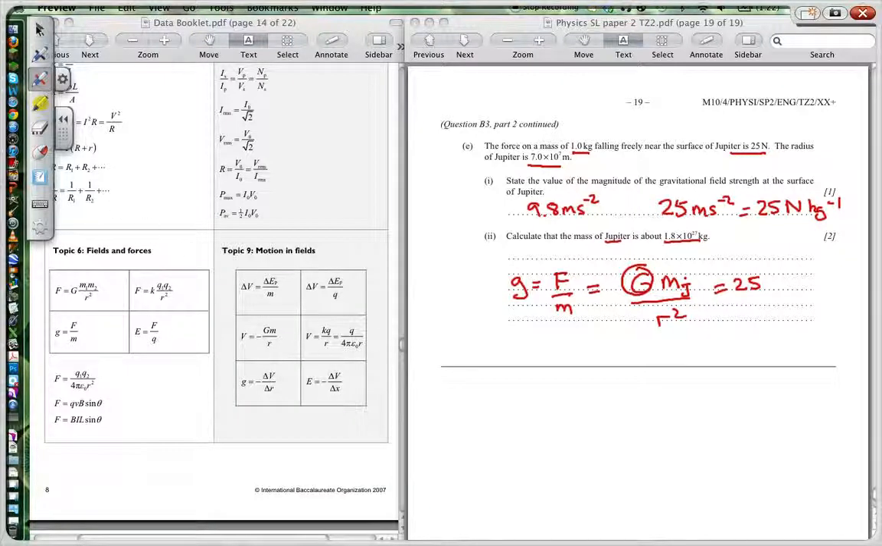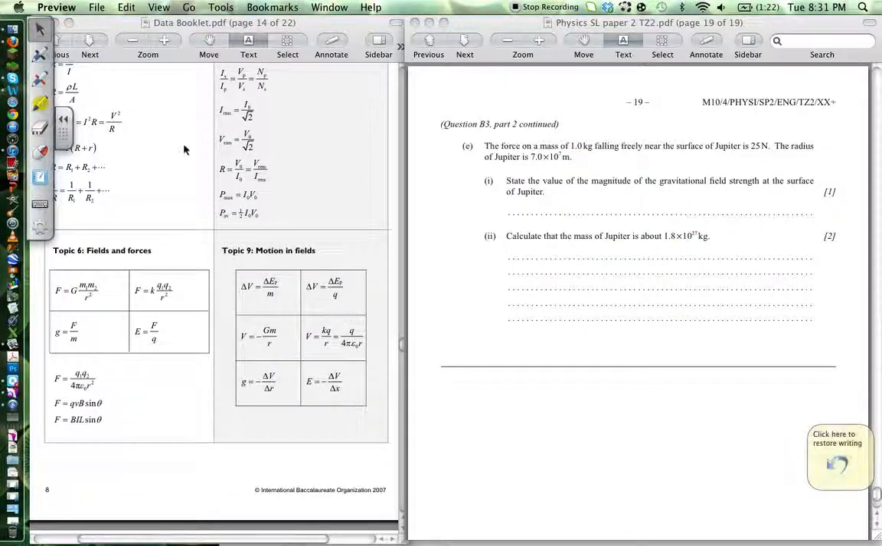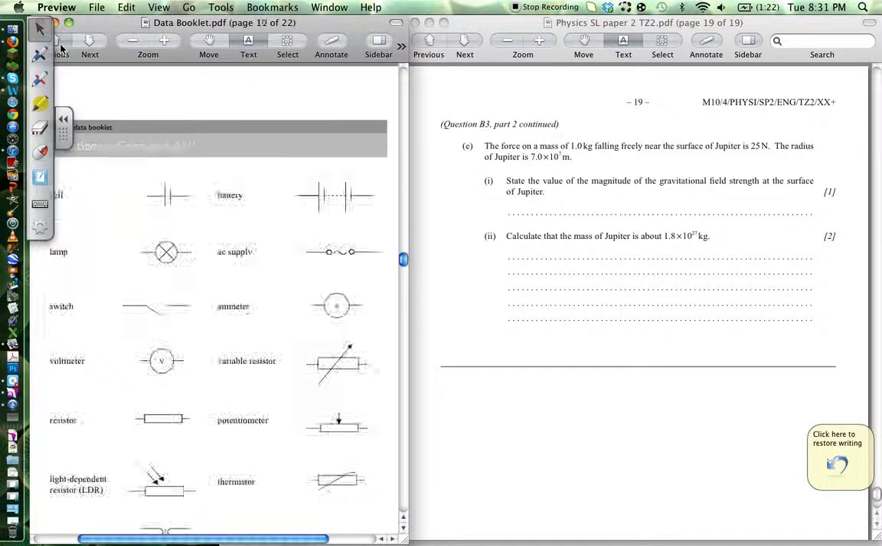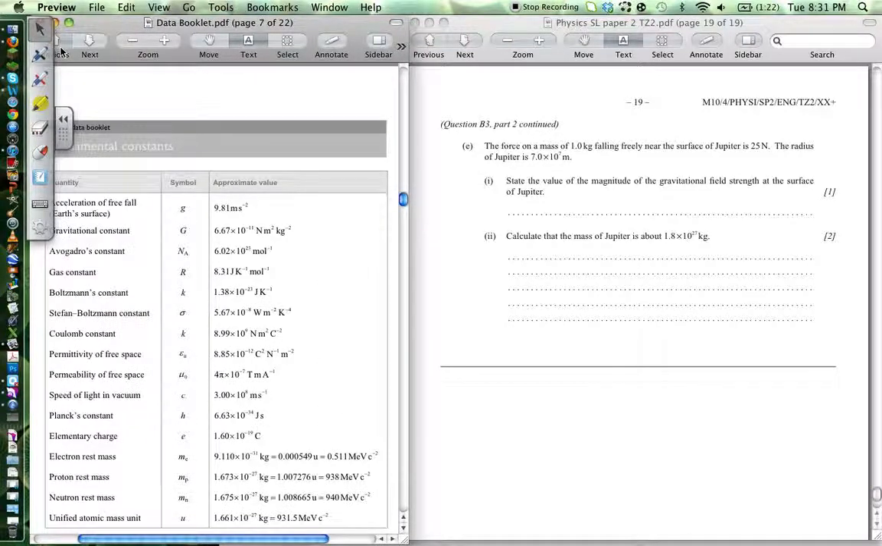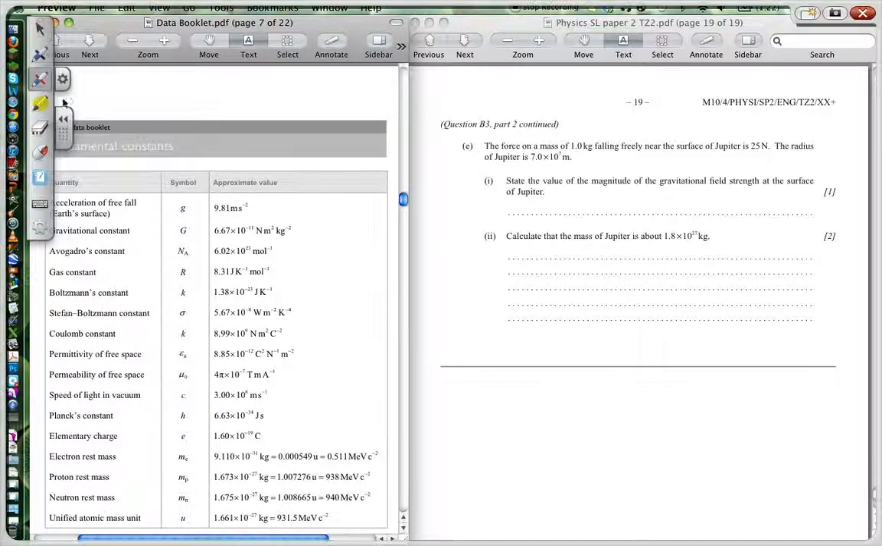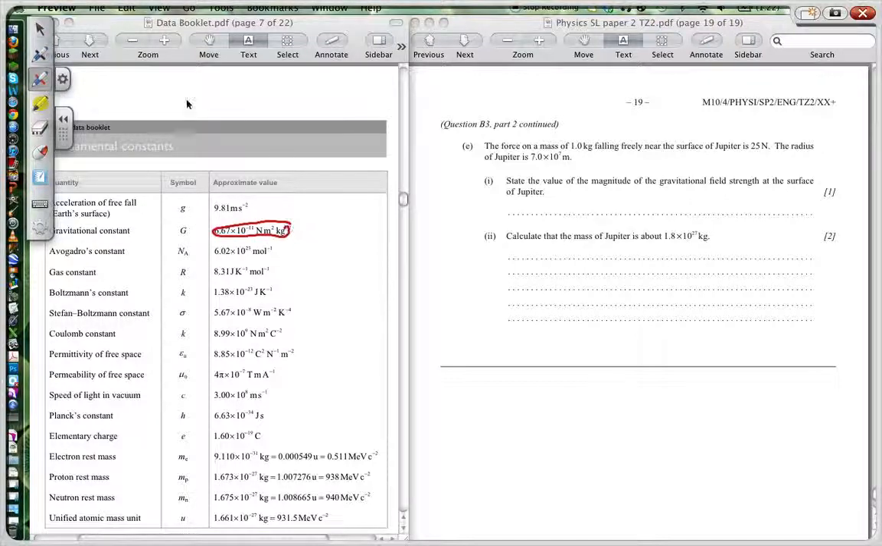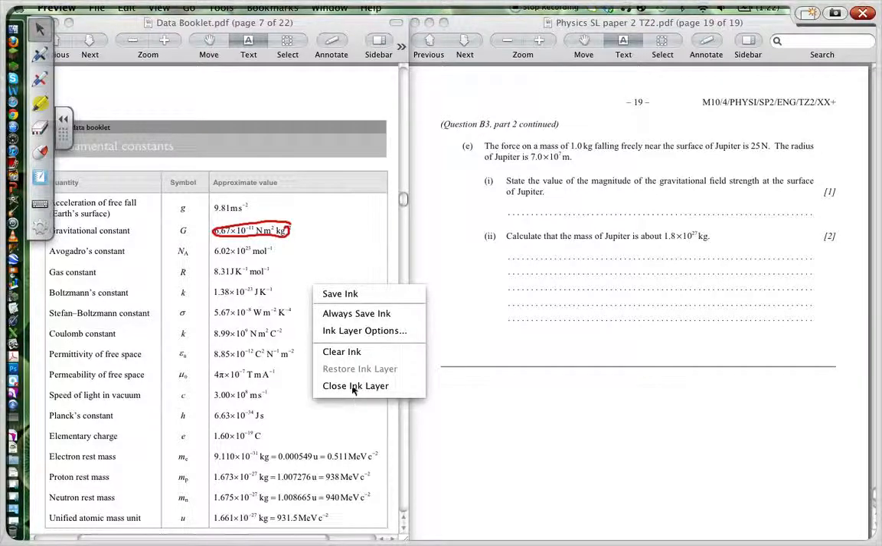Now if I just go, I'm going to have to lose all of this, I'm afraid, but I just want to go and show you where you find this. It's this one over here, 6.67 times 10 to the negative 11. So we better go back to where we were.